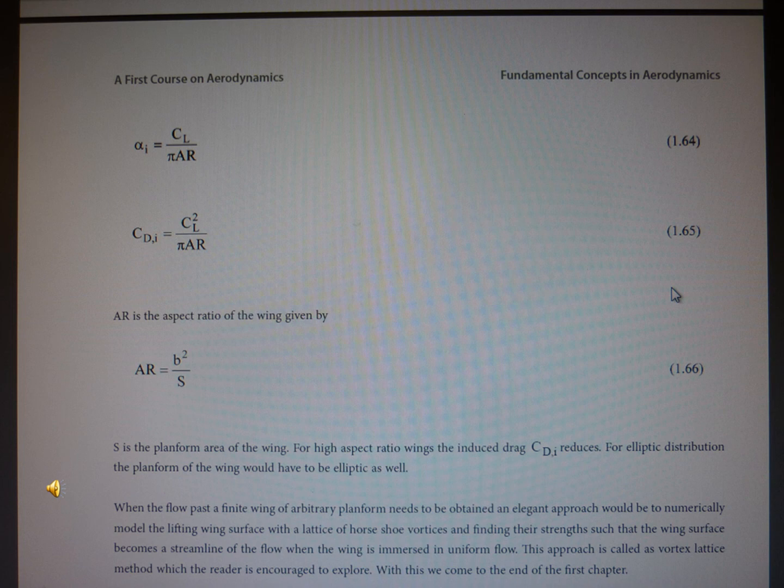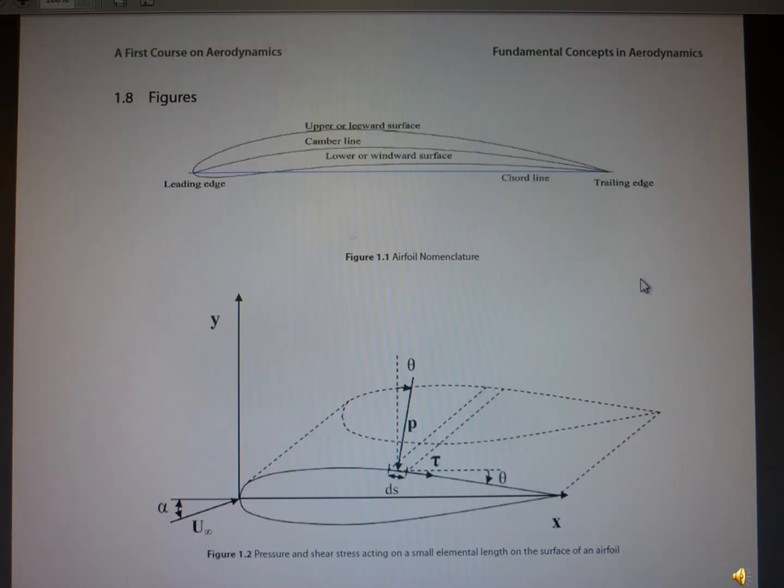Now alpha i is CL by pi AR, and CDi is CL squared by pi AR, where AR is b squared by S, the aspect ratio. This is about the aerofoils and the size of the wings, the aircraft wing size, as you can see in the figure.